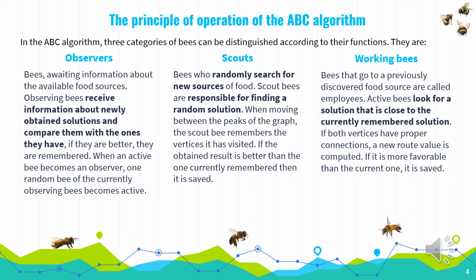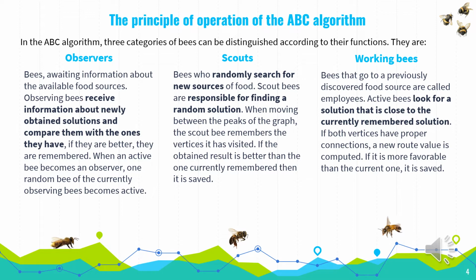Scouts are bees who randomly search for new sources of food. Scout bees are responsible for finding a random solution. When moving between the vertices of the graph, the scout bee remembers the vertices it has visited. If the obtained result is better than the one currently remembered, then the new result is saved.